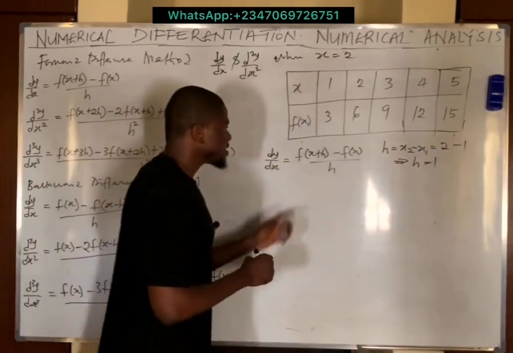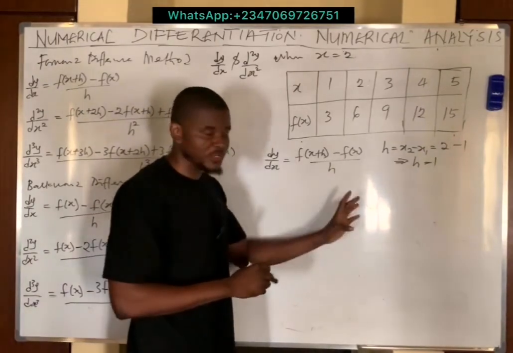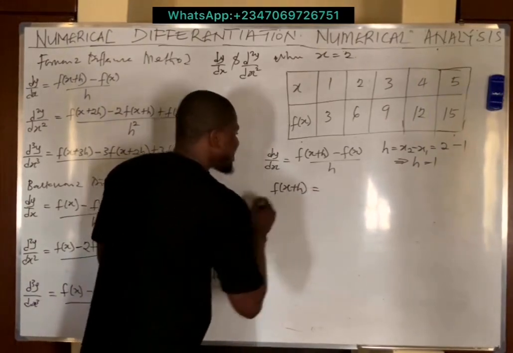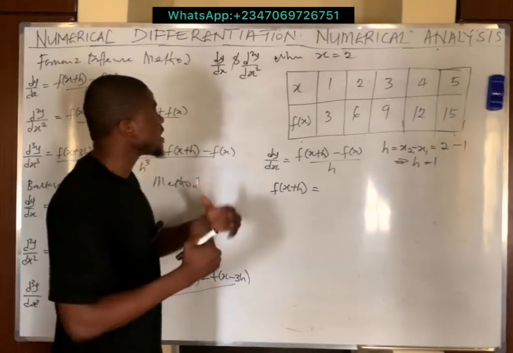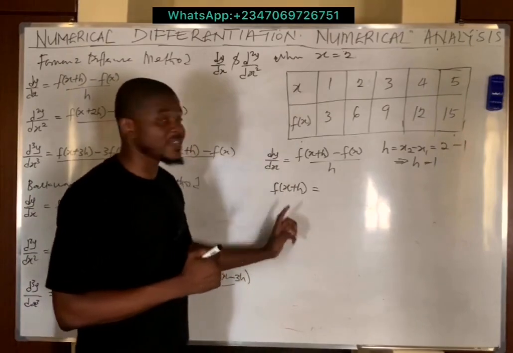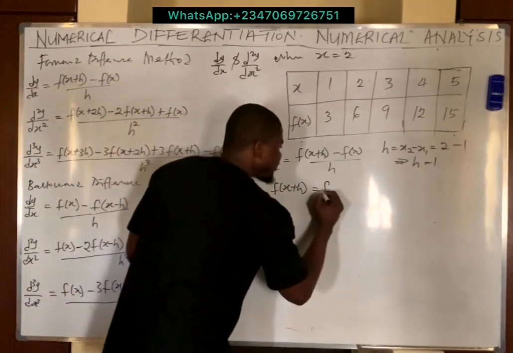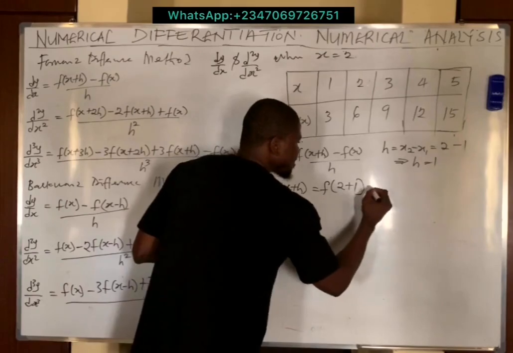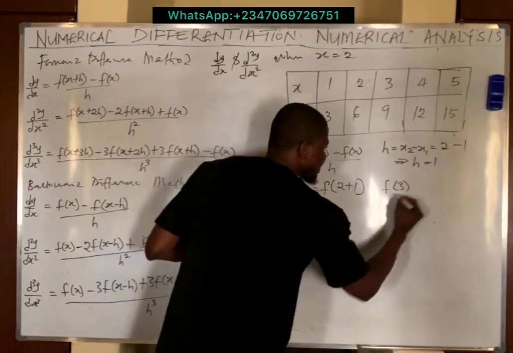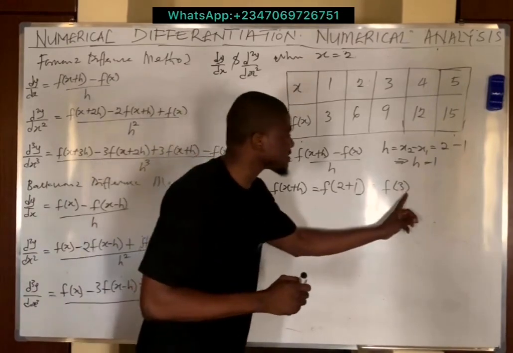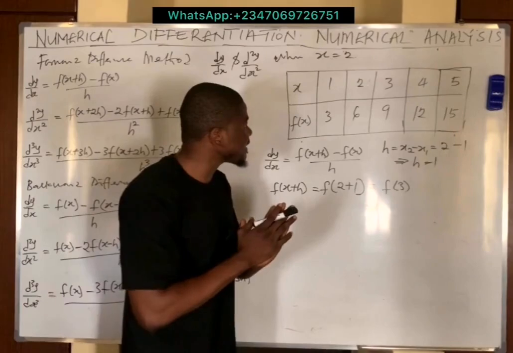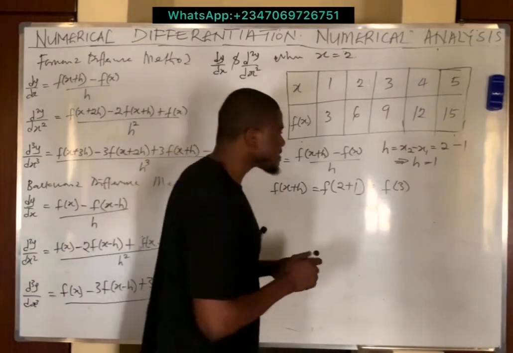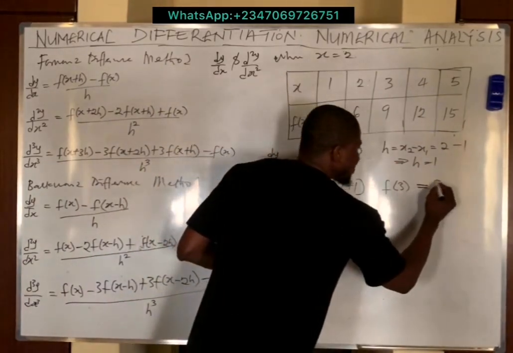Now, having found h, the next thing to do is to find f of x plus h, where x here is the point of interest given to us in the question. It says when x is equal to 2, so x is equal to 2. So you simply have f of 2 plus h. We found h to be 1, so it becomes f of 2 plus 1, which is f of 3. So when x is 3, what is the value of y? You go to the table, when x is 3, y is equal to 9. So f of 3 is equal to 9.